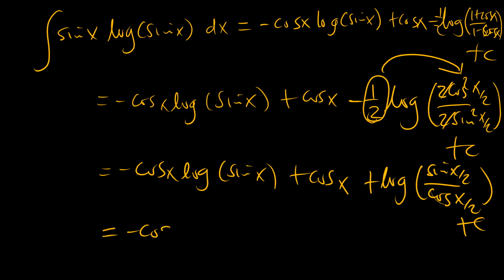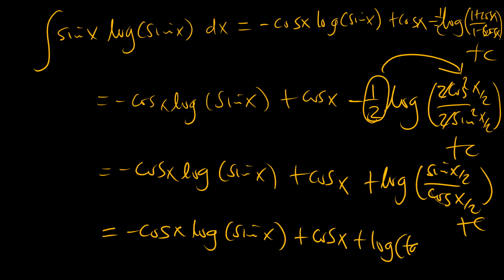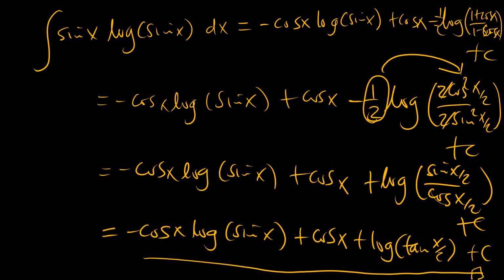So the final answer in the most simplified way becomes negative cosine x log of tangent x over 2 plus the integration constant. And that's, I think, a better, more simplified answer.